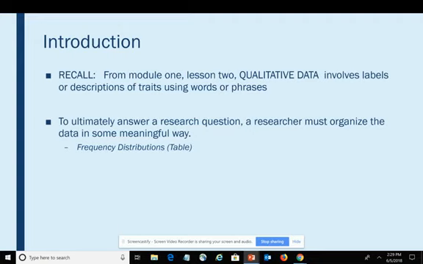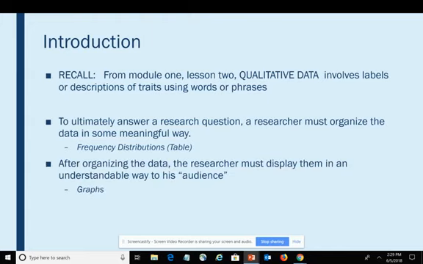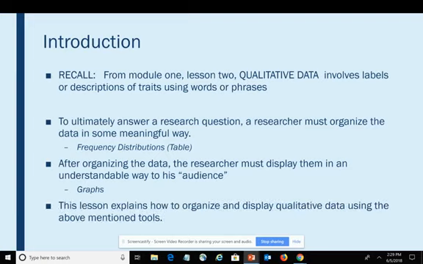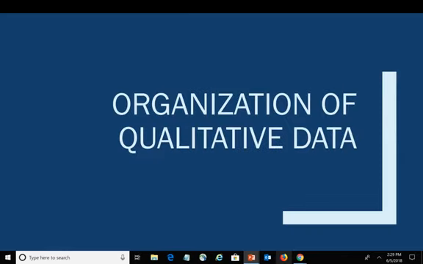One of the tools that we do that with in statistics is called a frequency distribution. Not only do you have to organize it, but you have to display it in an understandable way to your audience. Most often, researchers and people in general will use graphs to do that. And this lesson is going to go through and explain how to actually organize and display qualitative data using those two tools. So we're going to focus first on how do you actually organize the qualitative data.